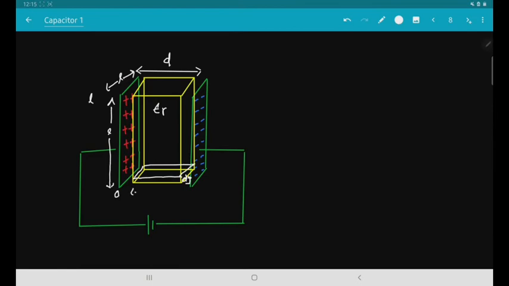In horizontal direction we have this as d. This is not going to change. What is going to change? Let me put the axis here so we can understand properly. This will be the z axis. Along z axis we have this length. Along x axis we have d.